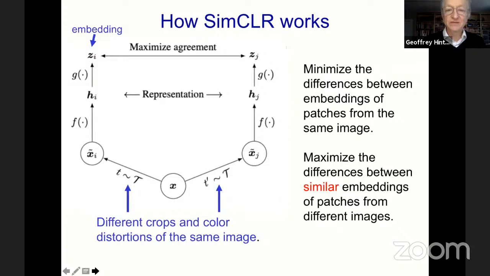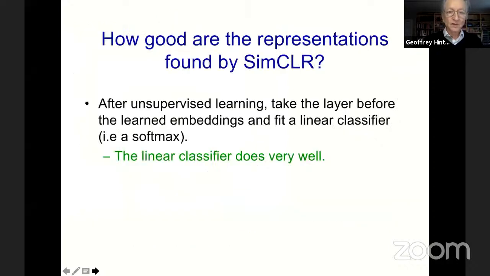Similar for two patches from different images, then make them more different. And that's what stops it collapsing. And that works very nicely. It develops very nice representations of image patches. I'll leave it at that. And these representations are good because you can then put a simple linear classifier on top and it does really well.